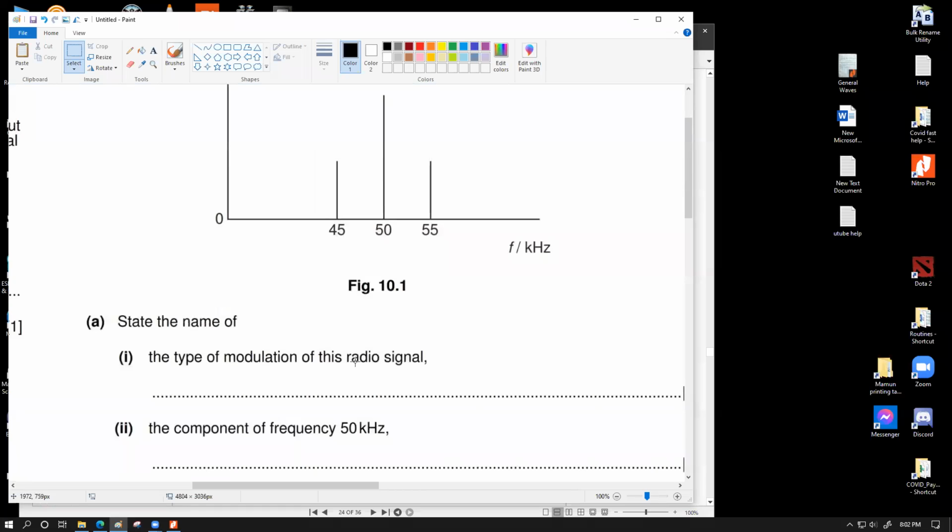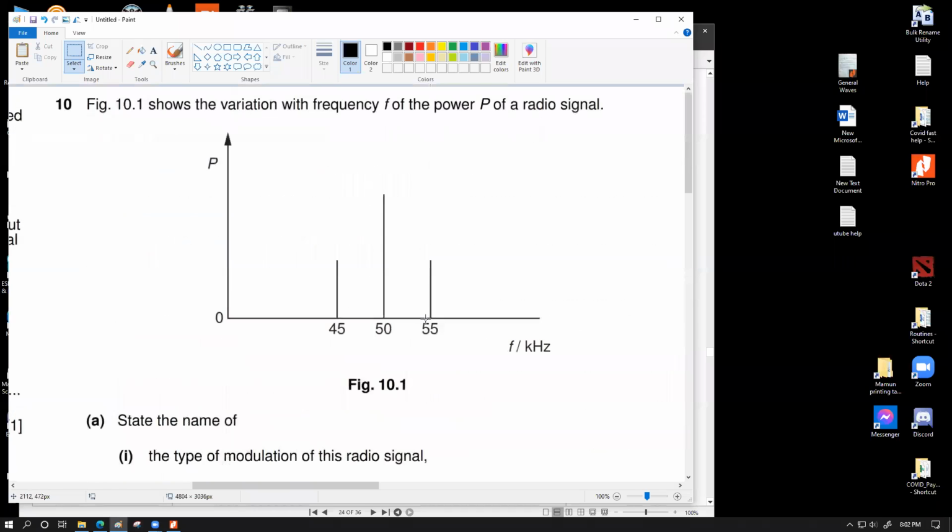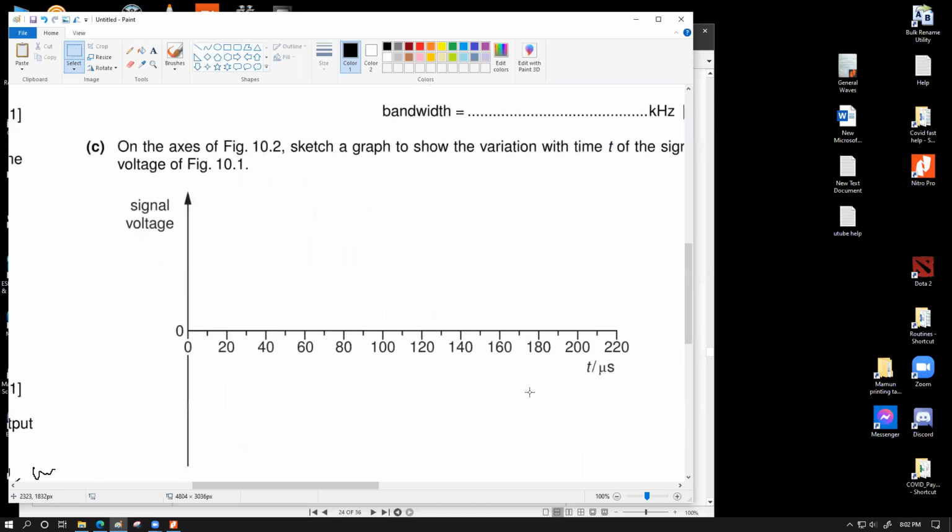Say the name of the type of the modulation of the radio signal: amplitude modulation. The component of the frequency 50 kilohertz is called the carrier signal. The components of the frequency 45 kilohertz and 55 kilohertz, these are called sidebands. Student অনেক সময় এই জিনিসটা ভুল করে। The mistake that you should not make, do not write this as bandwidth. The bandwidth is the difference of these two values. These values themselves are precisely called the sidebands. So you have to write the word sidebands over here, not bandwidth. So the bandwidth of the radio signal, that is the difference of these two, is 10 kilohertz. So you write 10, and that's it.